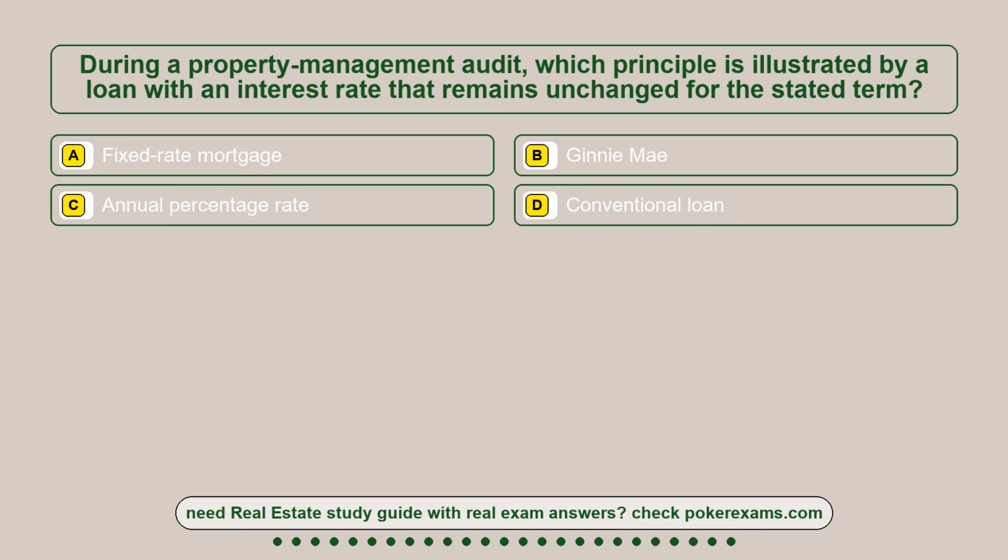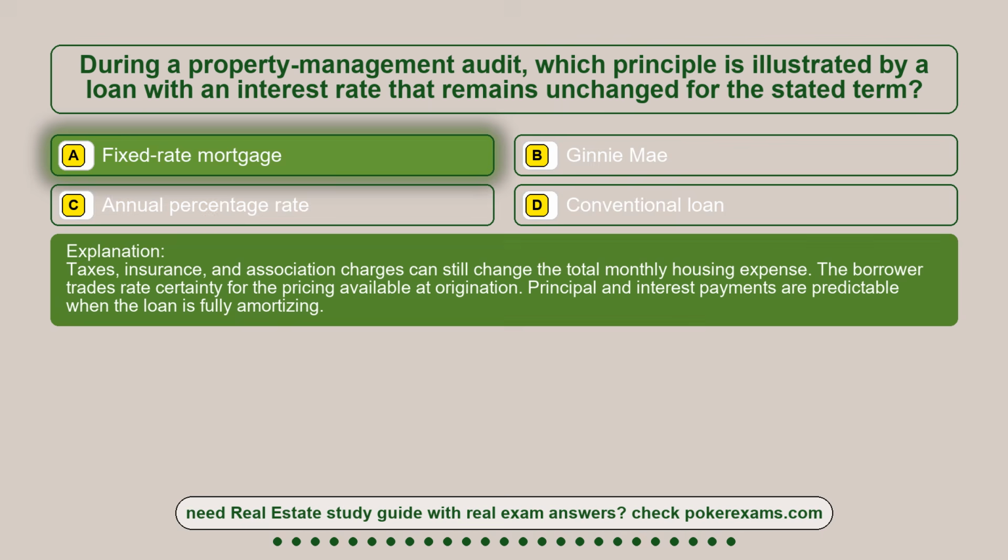Question 4. During a property management audit, which principle is illustrated by a loan with an interest rate that remains unchanged for the stated term? Option A, fixed rate mortgage. Option B, Ginnie Mae. Option C, annual percentage rate. Option D, a conventional loan. The correct answer is option A, fixed rate mortgage.